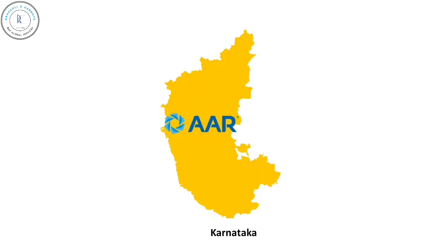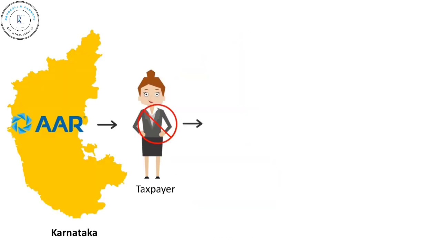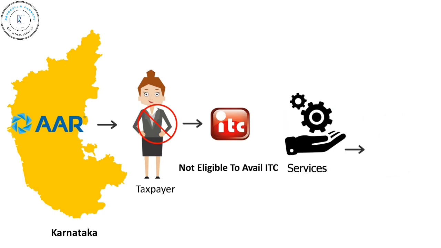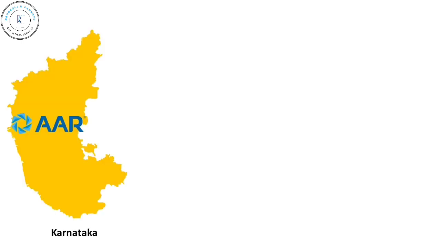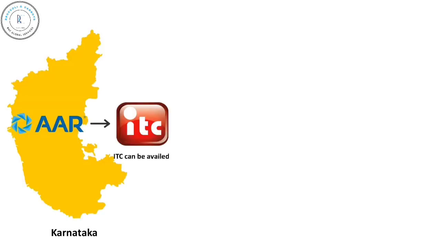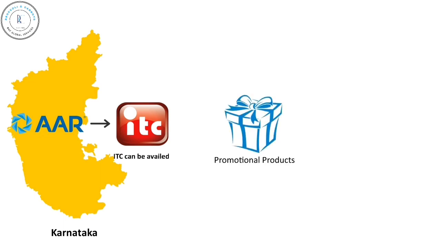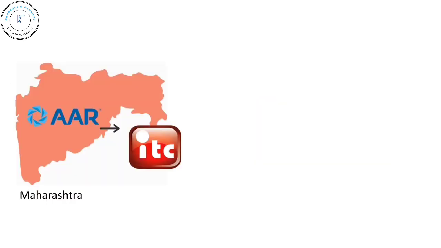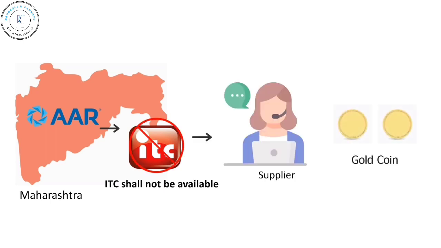R. Karnataka held that the taxpayer is not eligible to avail ITC on the inward supplies of goods and services given as incentives in the form of gifts of goods and services to its dealers. R. Karnataka held that the ITC can be availed on the distribution of promotional products to distributors or franchisees free of cost as a promotional activity. R. Maharashtra ruled that ITC shall not be available to the supplier on the distribution of gold coins as these were distributed as gifts without any consideration.